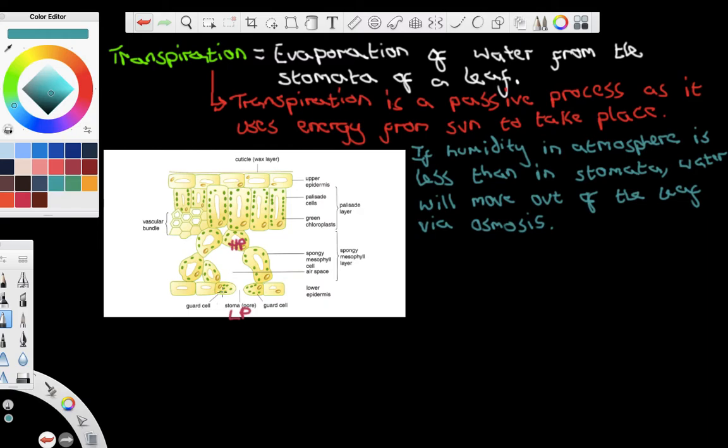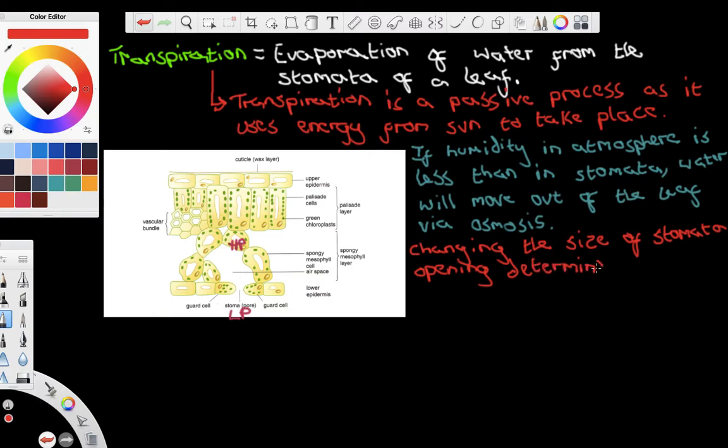Okay? Now, depending on how easily this water moves out is how open the stomata is. If the stomata is closed, water cannot leave. If it's open, more water can leave. If it's open wide, even more water can leave. So we can say, and I'm going to put it in red because it's important, changing the size of the stomata opening determines the plant's rate of transpiration.